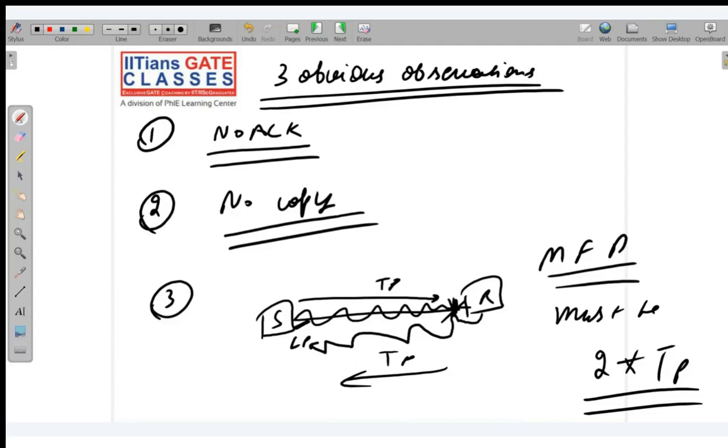This is because the first bit from the sender takes TP time to reach the receiver. In 1 TP time it will reach the receiver, and the effect of the collision takes another TP time to reach the sender.